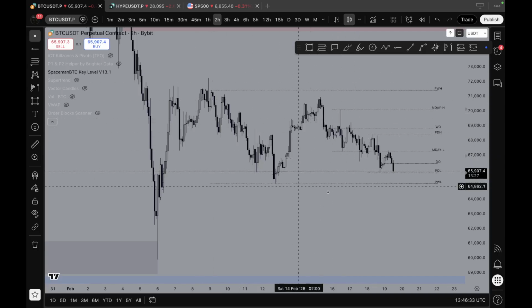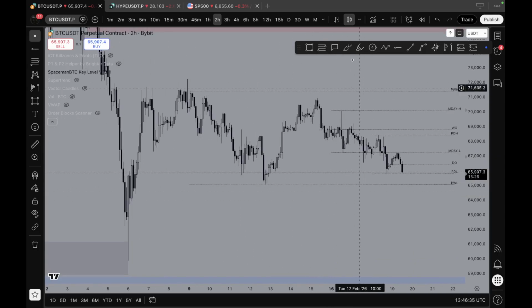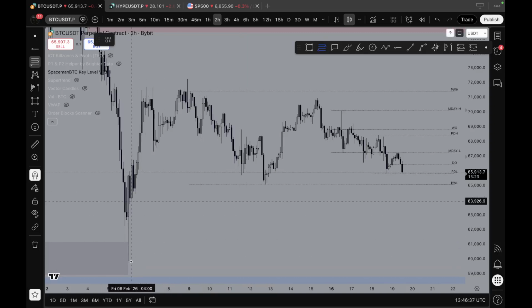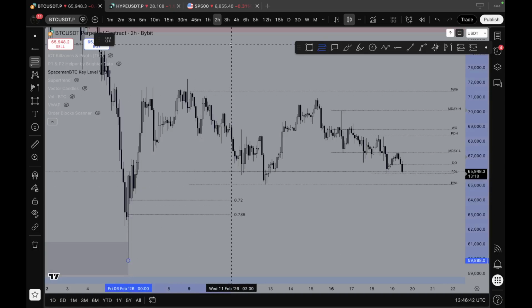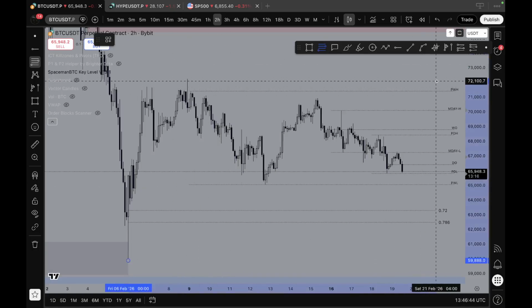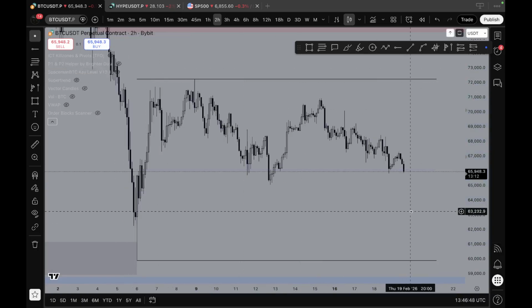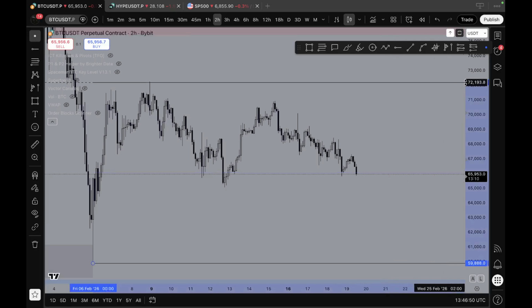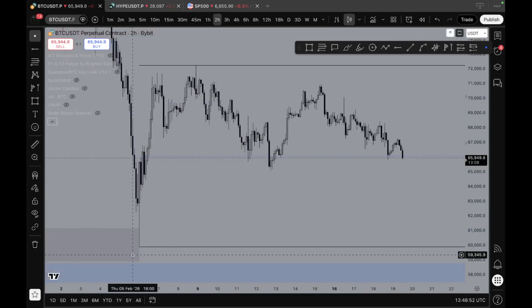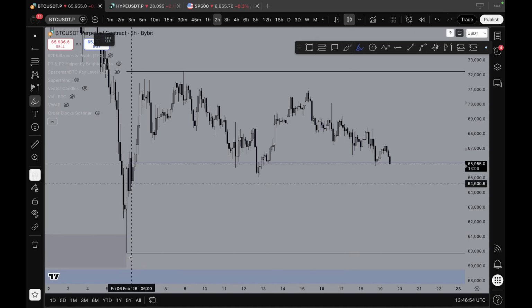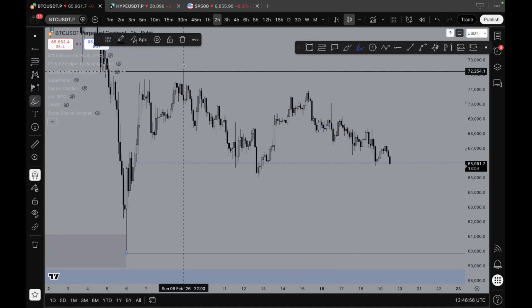I want to go quickly over the price action because we know we are in this bigger range with this low being our range low, this high being our range high, and then this is our range. So let's move that for now. Then this is the main range with the range low right here and the range high right there.